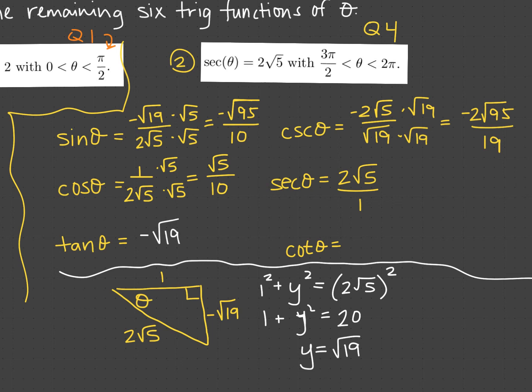Then cotangent is defined as the reciprocal of this, or adjacent divided by opposite. So we'll have 1 over negative root 19, so the negative can just go out in front. Then we'll rationalize, and we'll get negative root 19 over 19. So we have found, given only the secant and the quadrant that we're in, the 5 remaining trig functions of theta. Remember, what these trig functions are doing is they're giving us the ratio of the side lengths formed from the right triangle from this specific angle, theta.